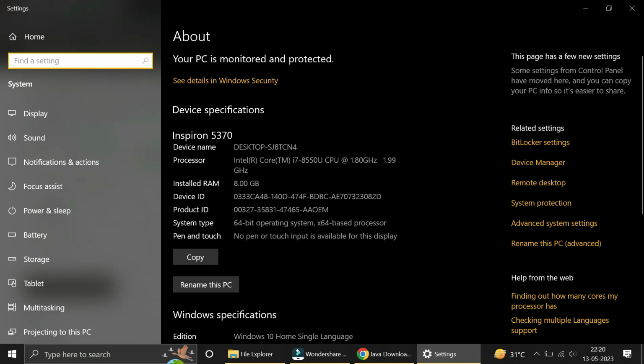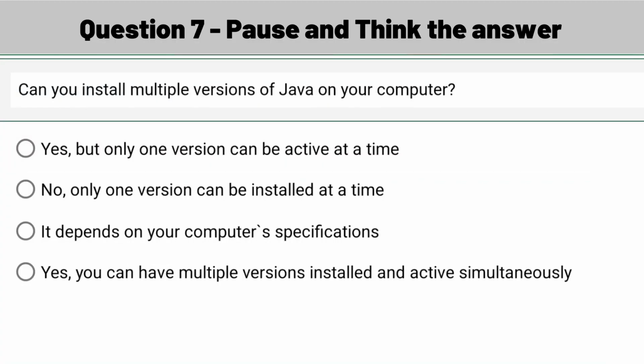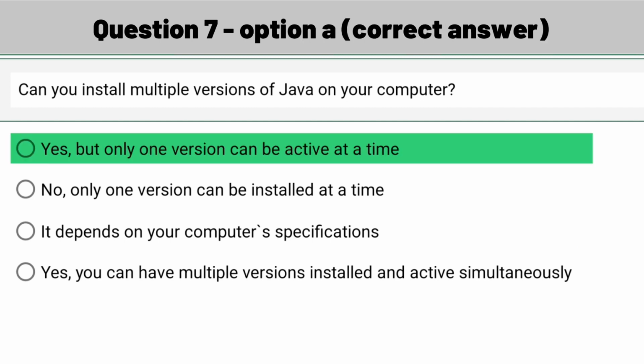Next question is, can you install multiple versions of Java on your computer? Option A, yes, but only one version can be active at a time. Option B, no, only one version can be installed at a time. Option C, it depends on your computer specifications. Option D, yes, you can have multiple versions installed and active simultaneously. The correct option is option A, yes, but only one version can be active at a time. You can have multiple versions of Java installed in your computer, but only one will be active.